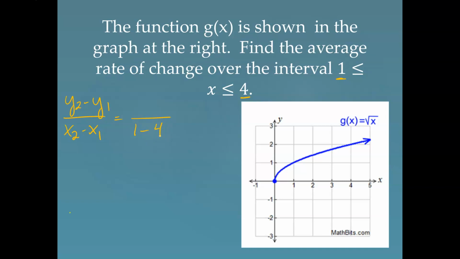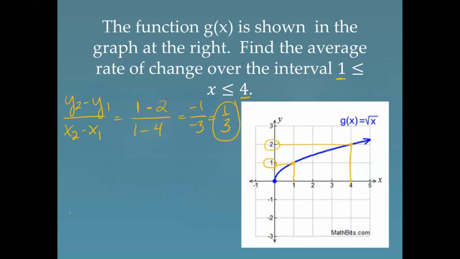So I need to find 1's pair. Well, 1 is right here. So when x is 1, what's y? 1. Minus, when x is 4, is right here. When x is 4, what's y? 2. How easy was that? No math involved. Well, it's math, but not the math you all dread. So I simplify the numerator: 1 minus 2 is going to be negative 1. 1 minus 4 is going to be negative 3. I can't reduce it down, but those negatives cancel out, and I get my slope, or my average rate of change, to be 1/3.